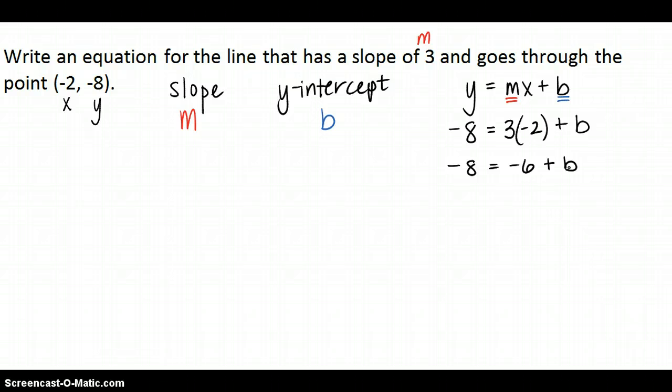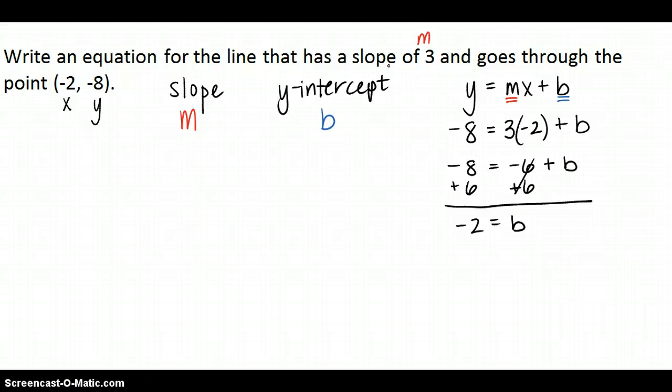Then, thinking back into how we solve an equation, we need the b to be the only thing on the right-hand side, so we need to move the -6. To move a negative number, we add it to both sides. -8 plus a +6 gives me -2 equals b.